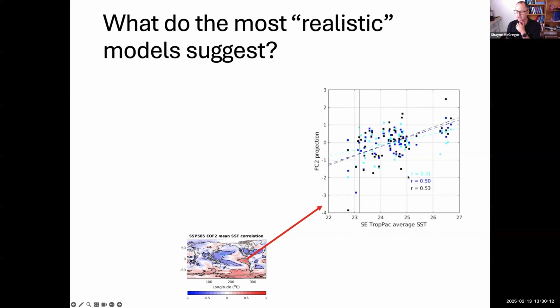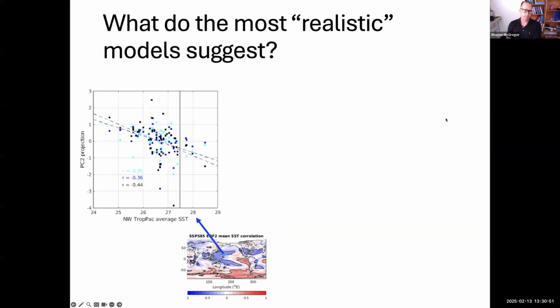I've done the correlation in aqua or cyan for the SSP 126 scenario. The blue is the 245 scenario, and the black is the 585 scenario. All are statistically significant, and all say that if you have a model that is closer to the observation, a temperature in this region around 23 degrees, you'll have a negative projection onto PC2 in the future. And if you have a model that's way too warm, you'll have a positive projection.